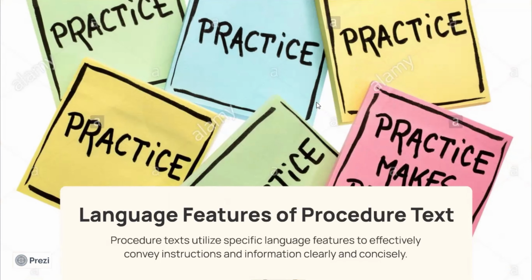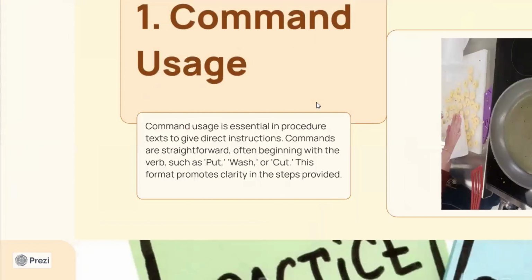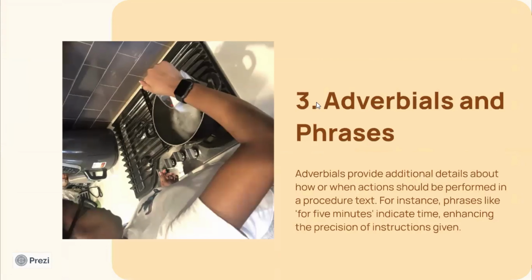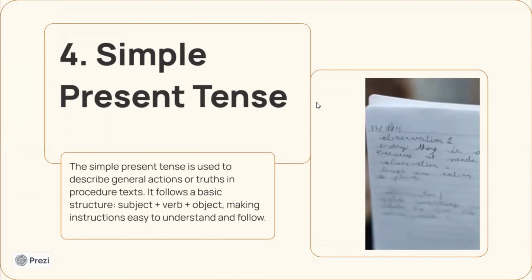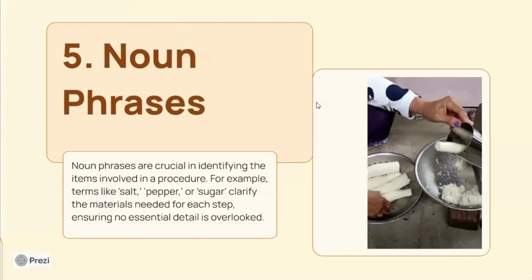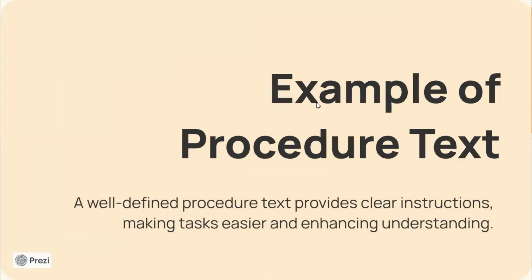Procedure text utilizes specific language features to effectively convey instruction and information clearly and concisely. So the first is command usage, the second is action verb, the third is adverbial and a process, the fourth is simple present tense, and the fifth is non-process.